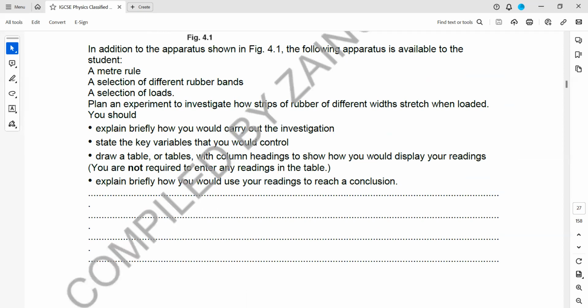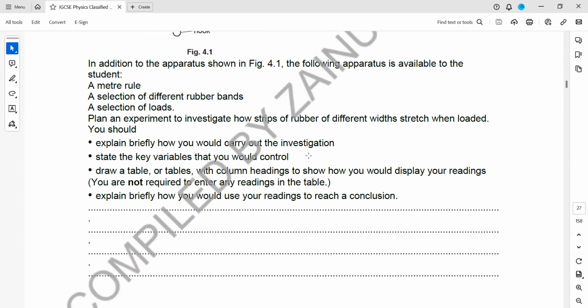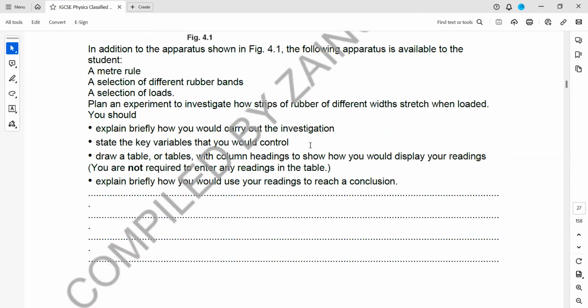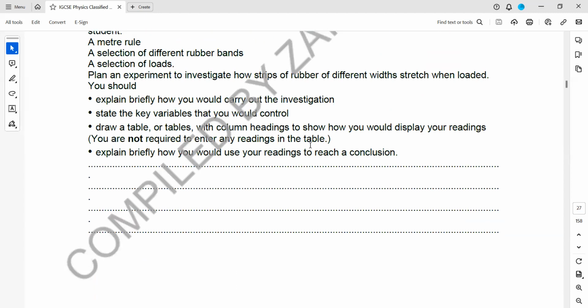So in addition to the apparatus shown in figure 4.1, the following apparatus is available: a meter rule, a meter scale, a selection of different rubber bands, a selection of loads, different masses. Plan an experiment to investigate how a strip of rubber of different widths stretches when loaded. Like when we add load or mass to these different widths of rubber band, how it stretches. That's the investigation. So the first part: explain how you would carry out the investigation.